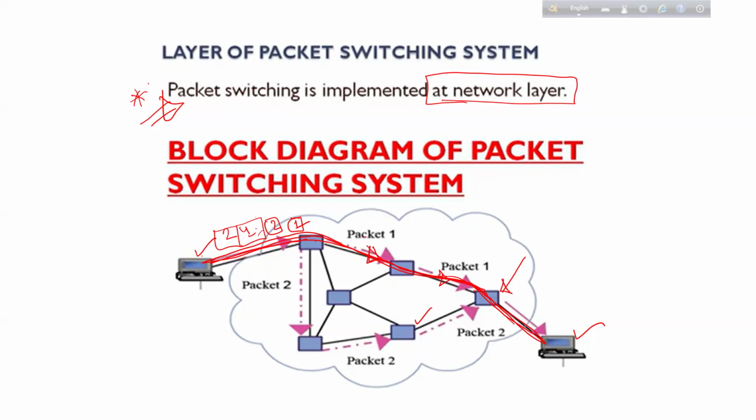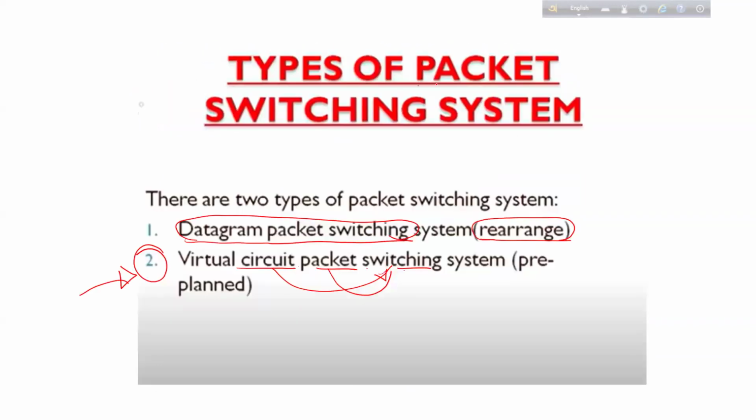So this is the combination of circuit switching and packet switching. I am establishing a dedicated path just like the circuit switching system, and I am dividing the data into packets, and I'm sending those packets just similar to the packet switching system. So this is the virtual circuit packet switching system.